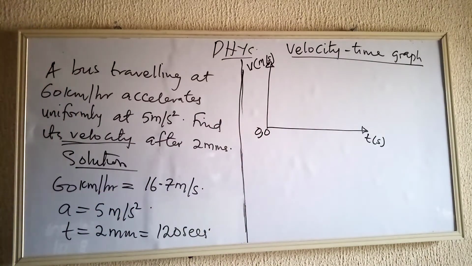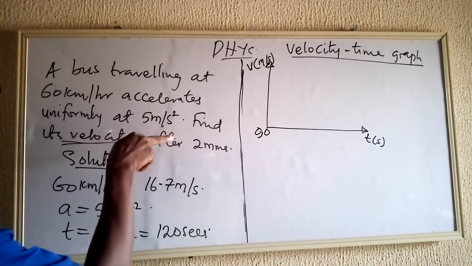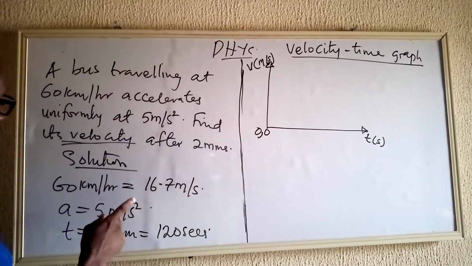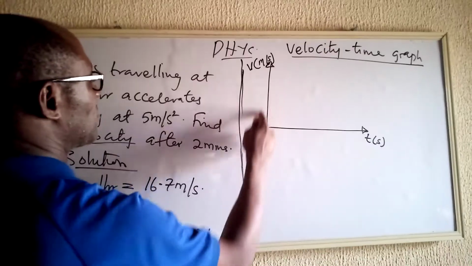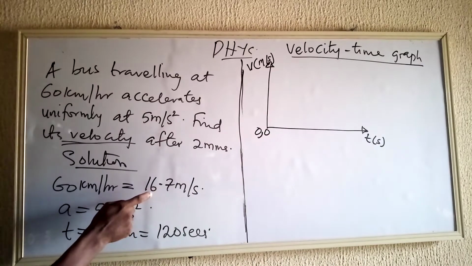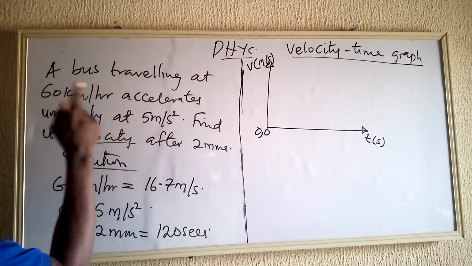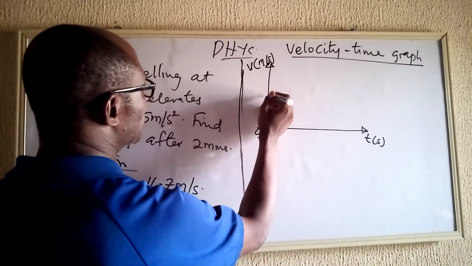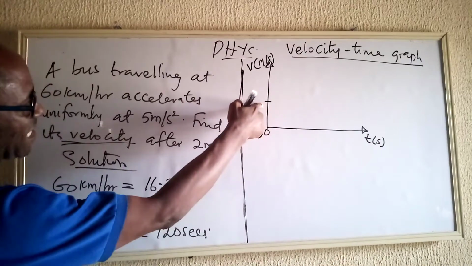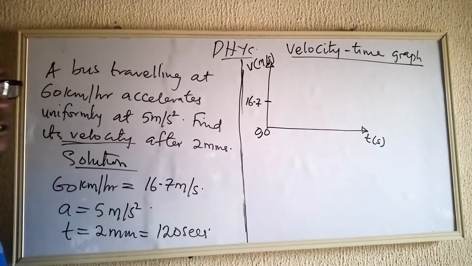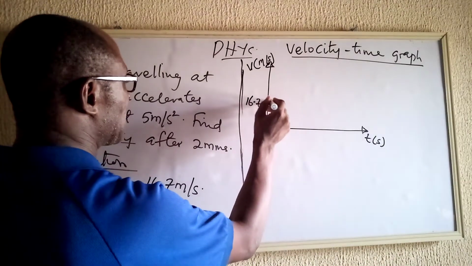Right. Now, since the bus did not start from rest, our journey will not start from the origin, but we are going to pick a point on the vertical axis which will represent 16.7 meters per second, with which the bus starts traveling. So let's assume that this point here is 16.7 meters per second. Please beware that we are not drawing to scale. We are sketching. Now, that means the bus starts from here.